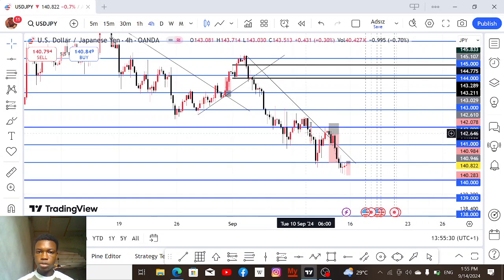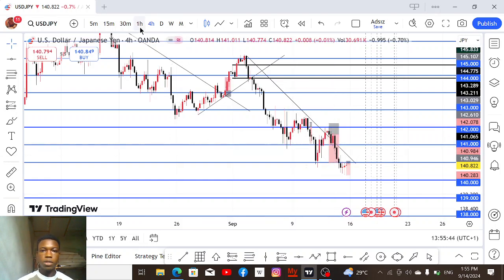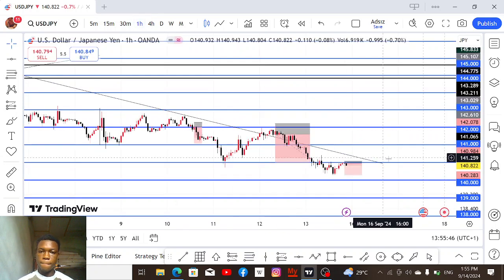This was the trade I took. This was on Tuesday and this was on Thursday to Friday. So this trade ran for about 2 days, but I hopped out on the first day. I didn't wait for TP because I'm a day trader. So let's go to the 1 hour time frame.